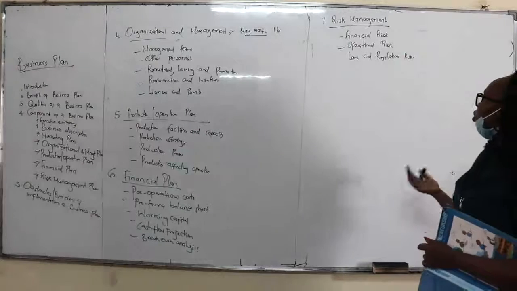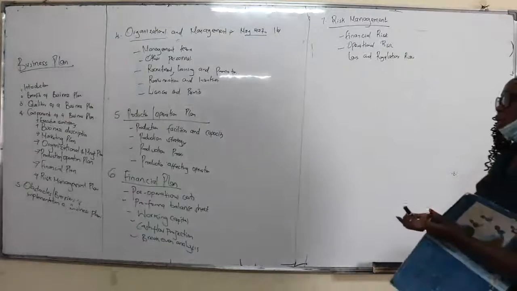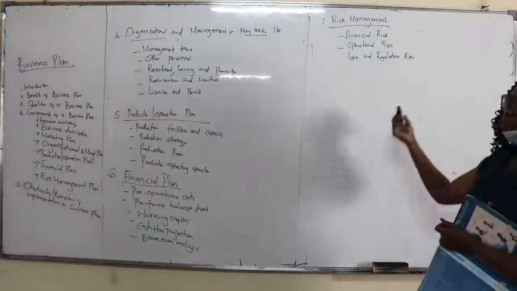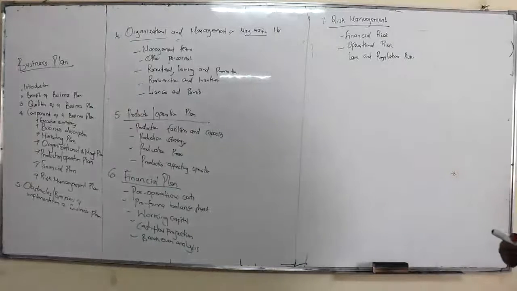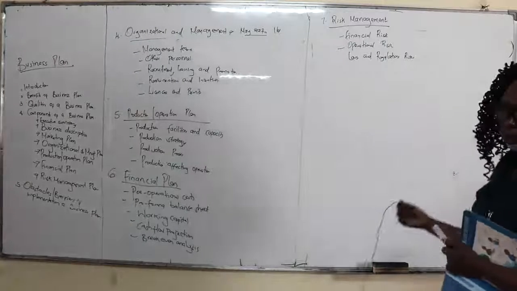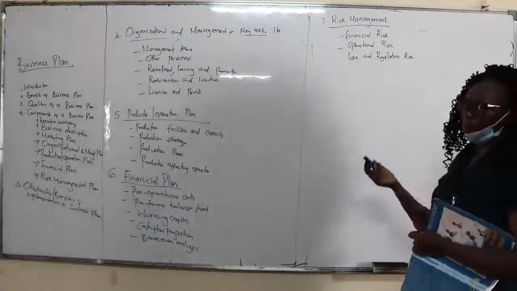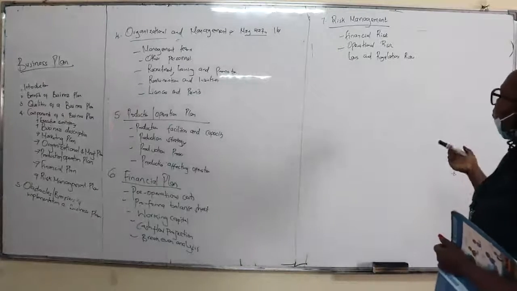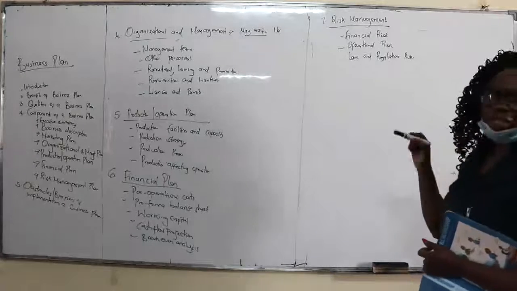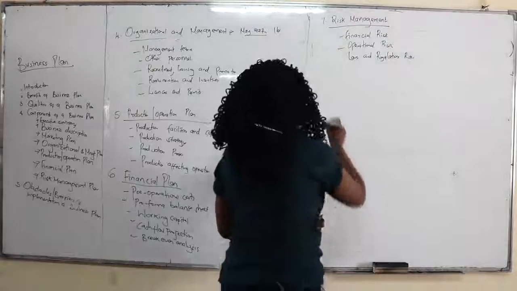When you talk about the laws and regulations, maybe the government can introduce some regulations which affect our business. I'll give an example of the people who are in paper manufacturing. Remember that NEMA introduced the law banning the use of plastic paper bags. Those are some of the risks which can face the business. In as much as you are identifying these risks, you also need to come up with mitigation measures.